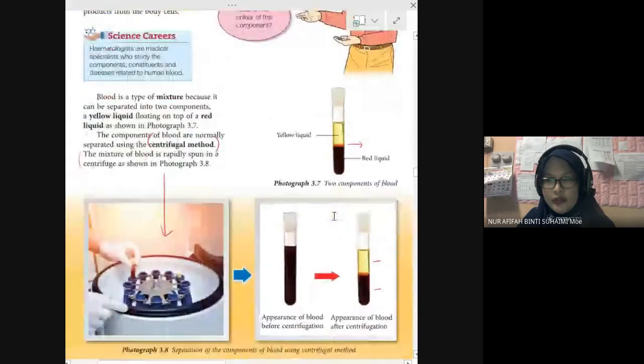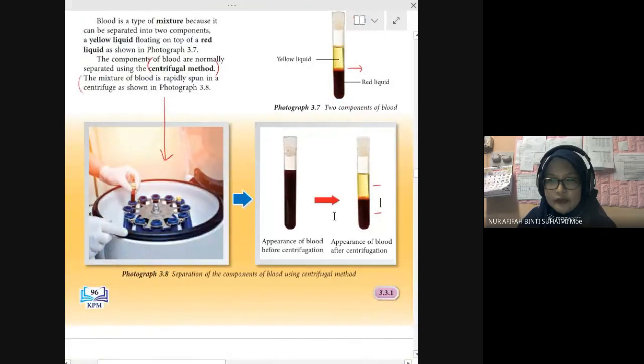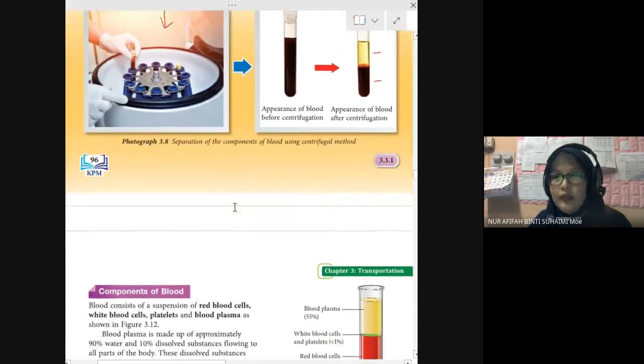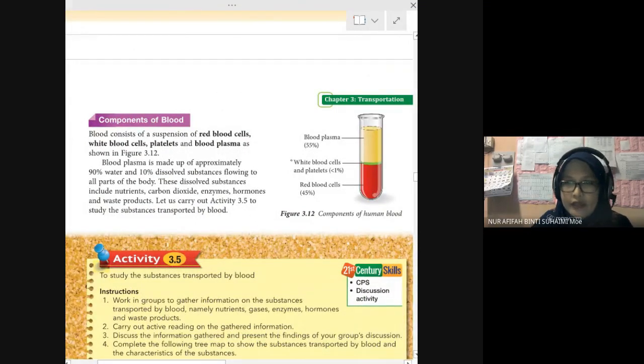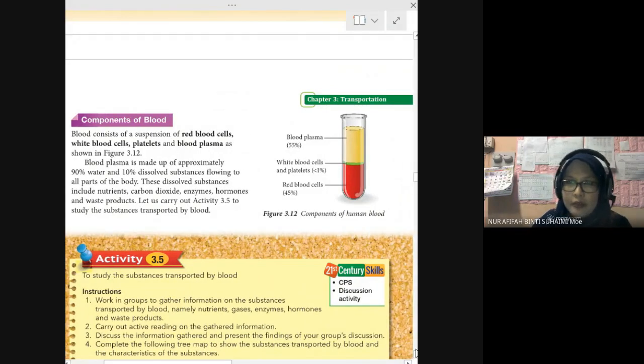Okay, this textbook. You can open your textbook also. Page 96. The components of blood. After the centrifugation process, we can see the components of blood in two. Here blood plasma is 55% of the blood, with white blood cell and platelet in between the yellow liquid and red liquid, and the red liquid at the bottom is red blood cell, 45%. Red blood cell, white blood cell, platelet.